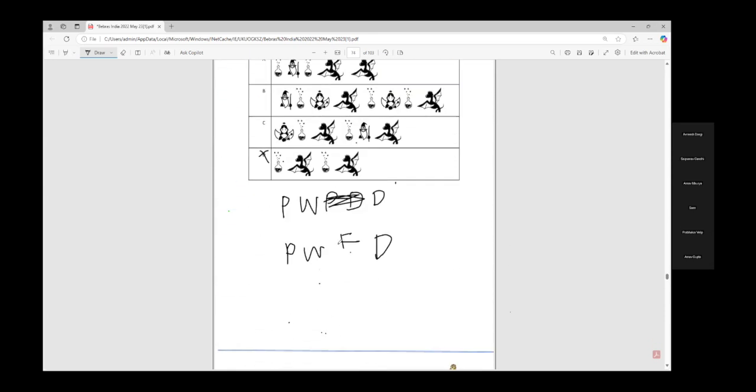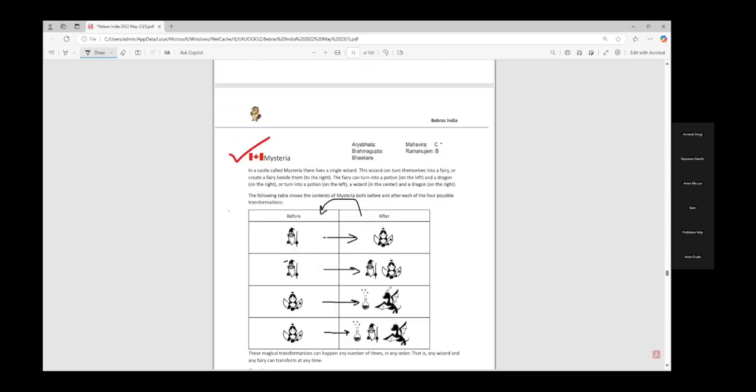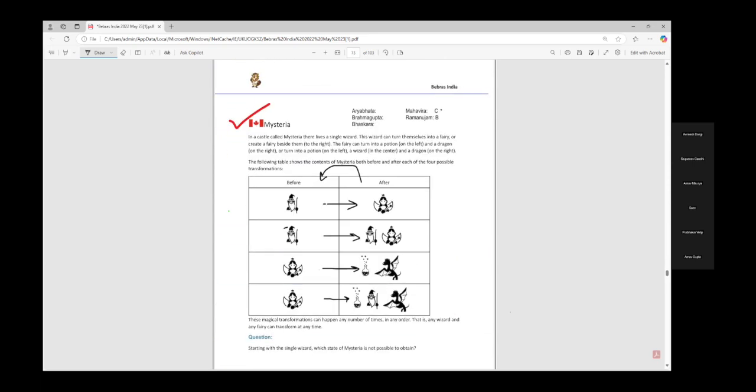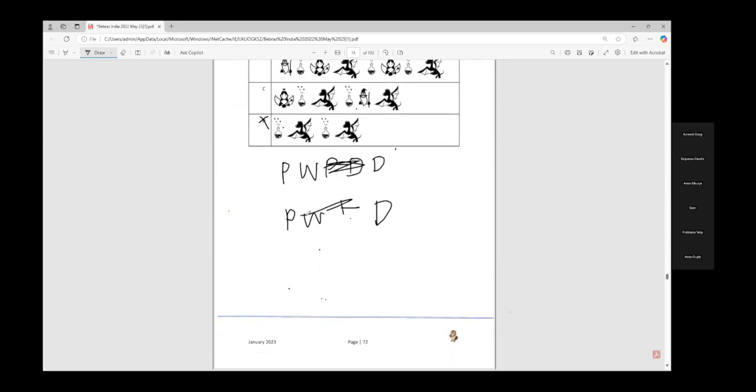Now we see we have a wizard and a fairy, right? A wizard and a fairy. We can work backwards and turn a wizard and a fairy into a wizard. So this wizard and fairy is just a wizard. So we have potion, wizard, and dragon.